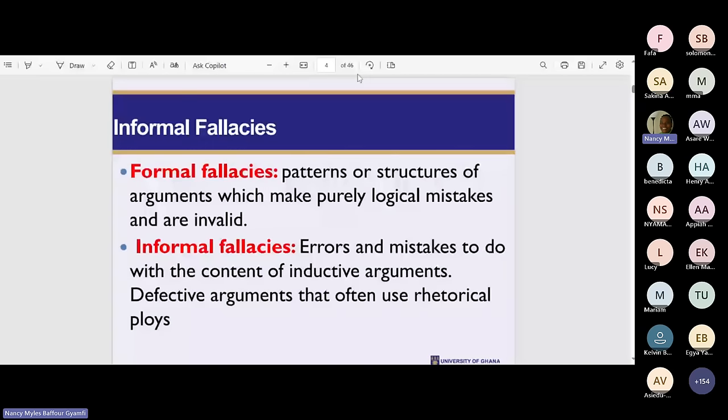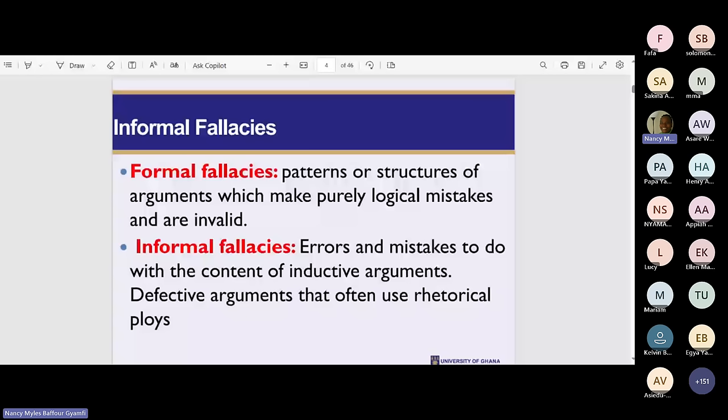Informal fallacy. Formal fallacies: patterns or structures of arguments which make purely logical mistakes and are invalid. Informal fallacy: errors and mistakes to do with the content of inductive argument. Defective arguments that often use rhetorical ploys. Very good. Thank you very much.